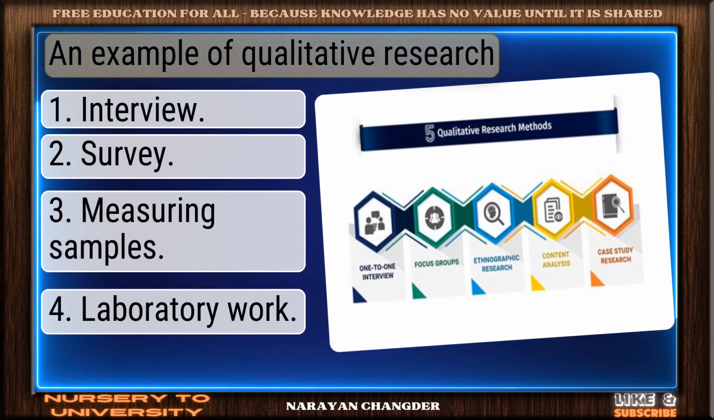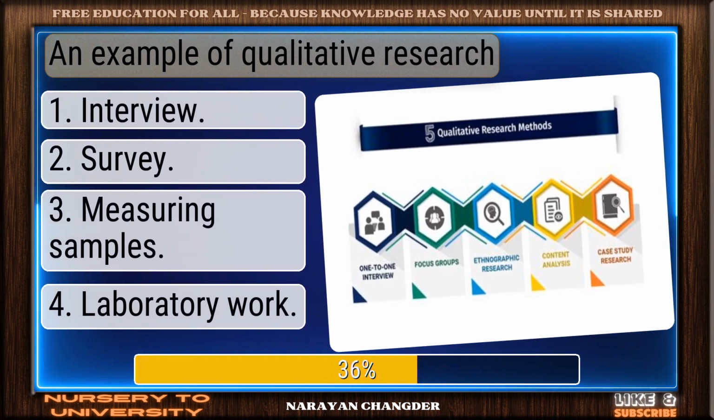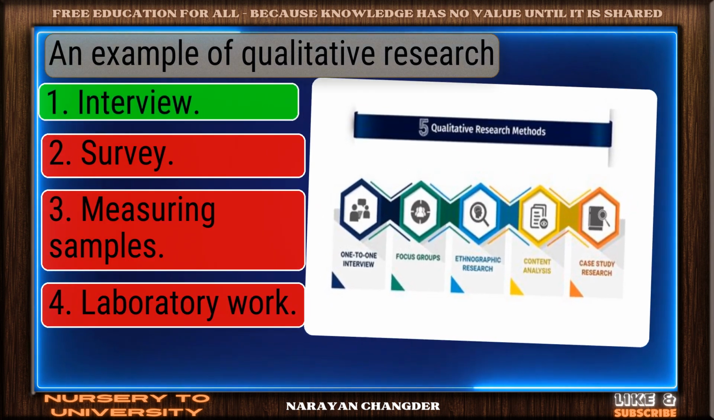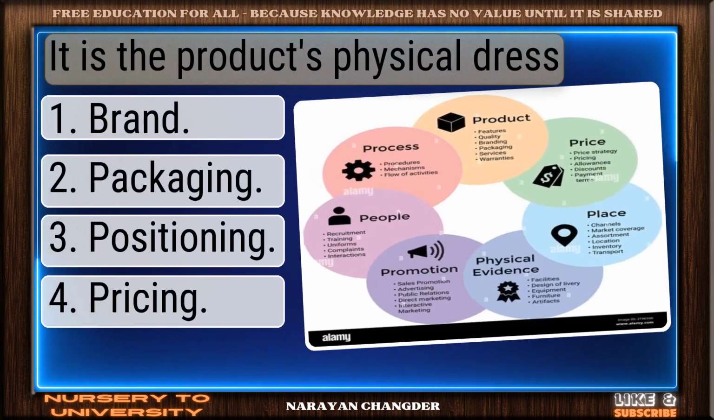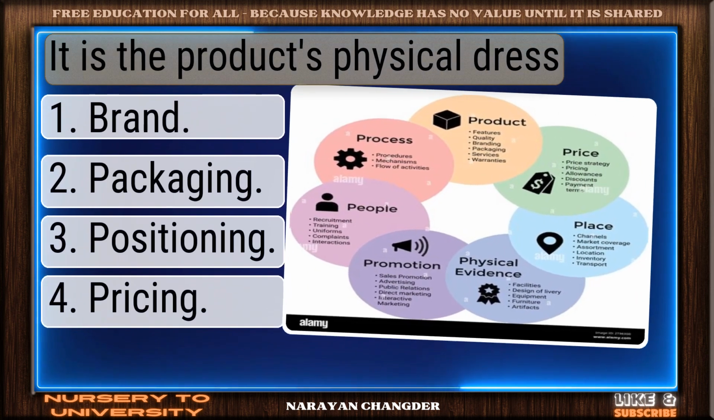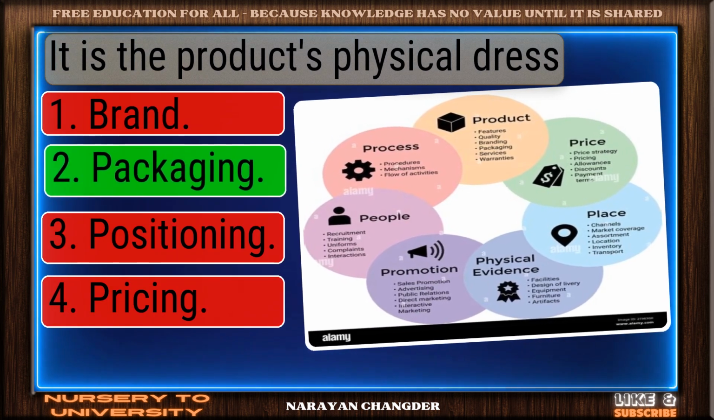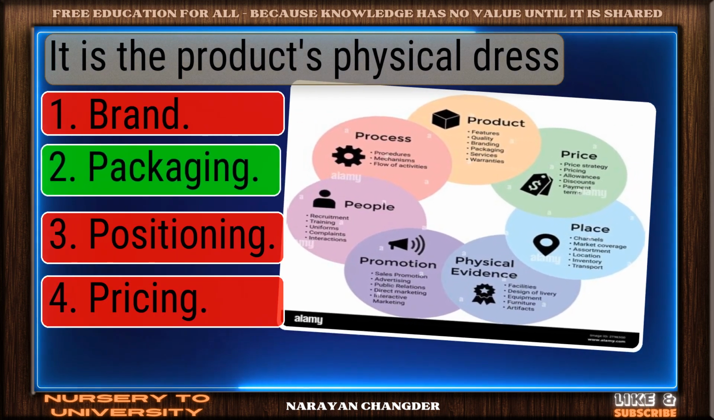An example of qualitative research. Perfect. Interview is the correct choice. It is the product's physical dress. On track. Packaging is the correct answer.